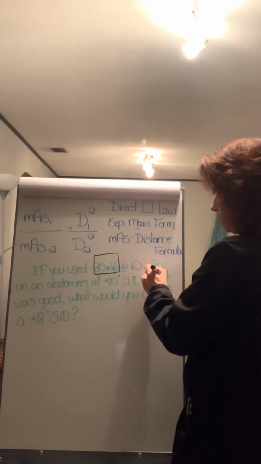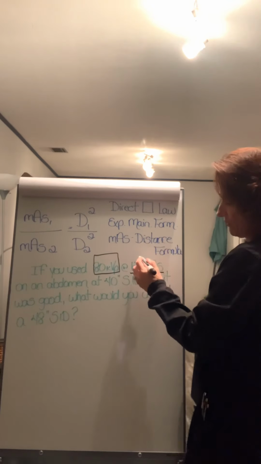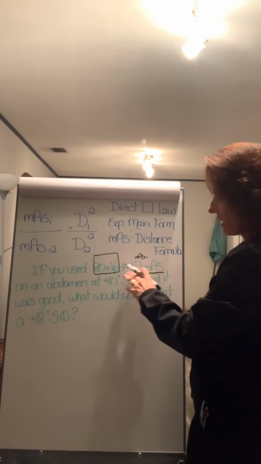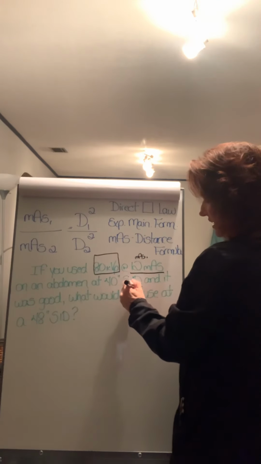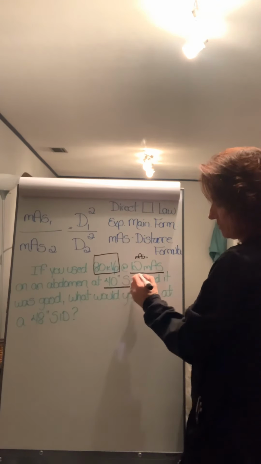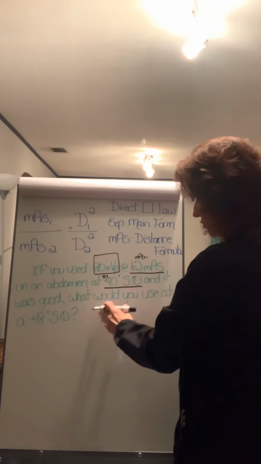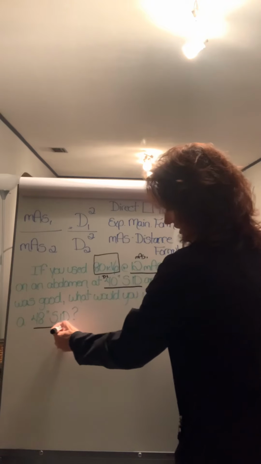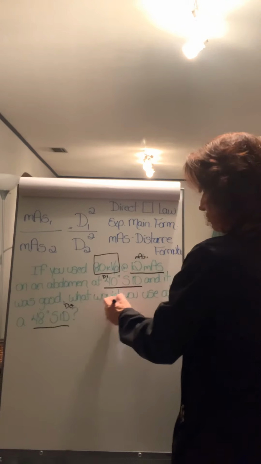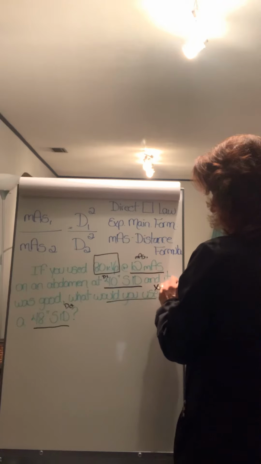We used 80 kVp at 12 mass. Well, mass is in our formula. That happens to be the first mass value, so we're going to label this mass 1. We used that on an abdomen at a 40-inch SID, and that distance happens to be our D1. And it was diagnostic, or good. So what would you use at a 48-inch SID? That happens to be my D2. So what would you use? That ends up being my variable, my X, which is my mass 2.